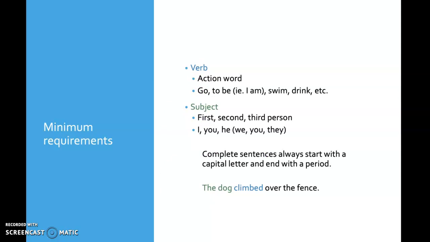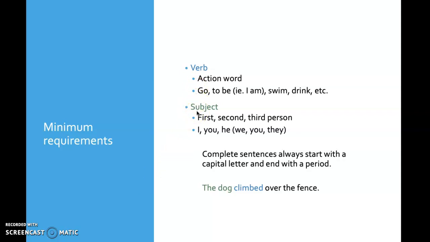Verbs are action words. Go, to be, I am, swimming, drinking, jumping. All of those are verbs. Subjects is the who is doing it. If we don't know who is doing something, we don't have a complete sentence.